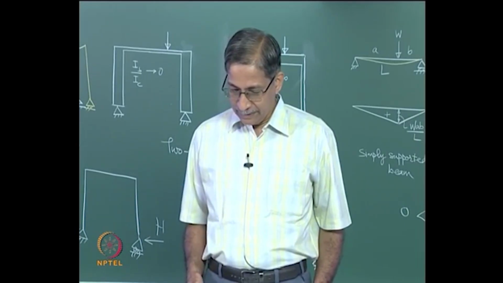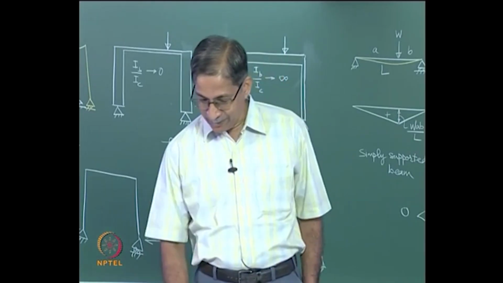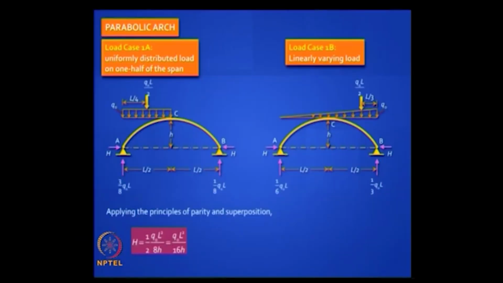Okay. Now what about this? Let us say you had a triangular loading like this. What do you think capital H is for this second case, load case 1b, when you have a triangular load? It is the same. So it looks tricky, but then if you put a triangle the other way, it will add up to a UDL. So here also you get the same answer. Okay.